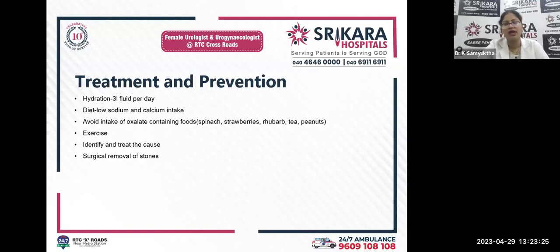Only on very, very rare occasions do we have to open up the kidney to remove a stone. Otherwise, opening up a kidney is almost an obsolete procedure in urology. Most of them are manageable endoscopically.